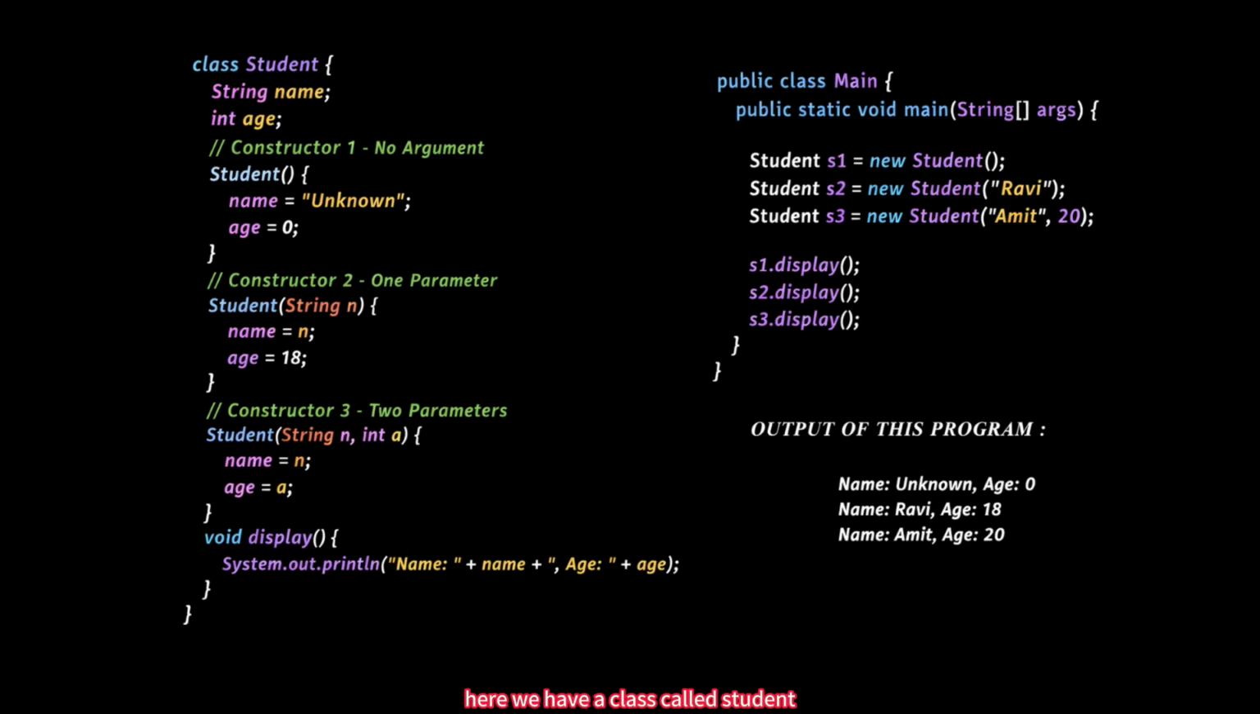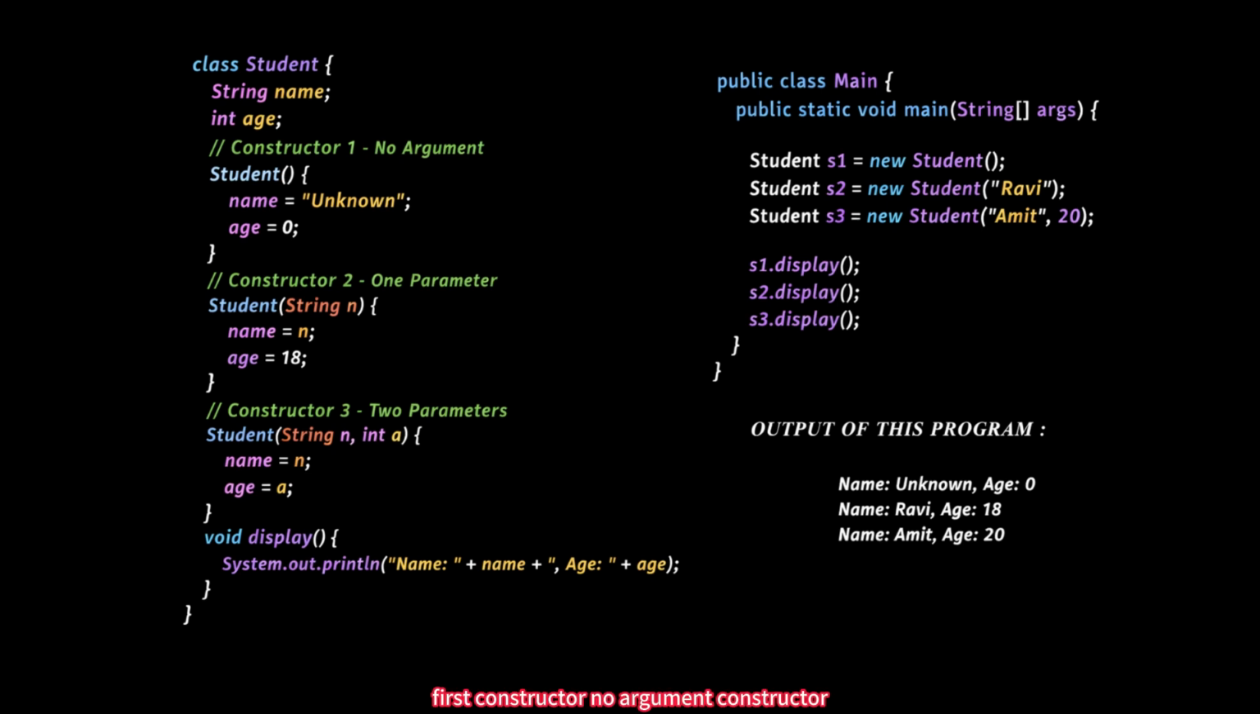Here we have a class called Student. Inside this class, we have two class variables. String name, int age. Here, name and age are class variables, also called instance variables. They belong to the object of the class. Now let's look at the constructors. We have three constructors inside this Student class.